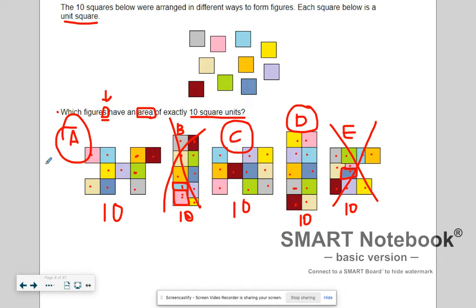Guys, you're probably thinking that A and C look a little bit funny. It still has an area of 10 square units, but see how they're missing some right here? That's okay. This is called an irregular shape. Irregular. But look at D. See how all of these are pushed together, and this is a regular shape. Okay.